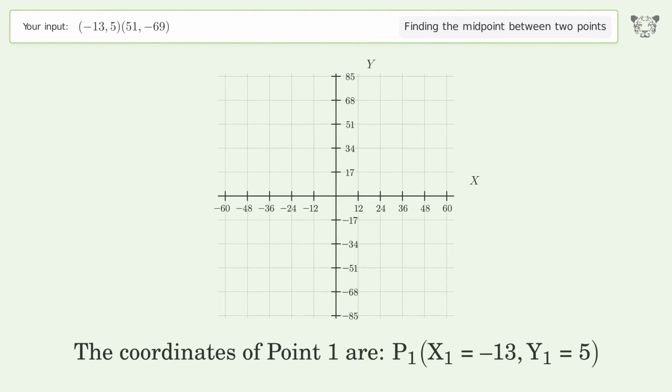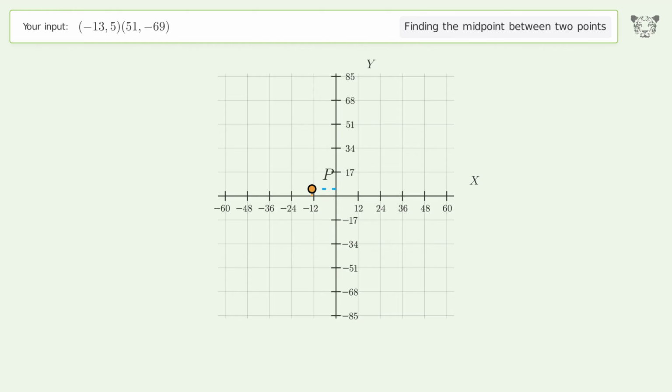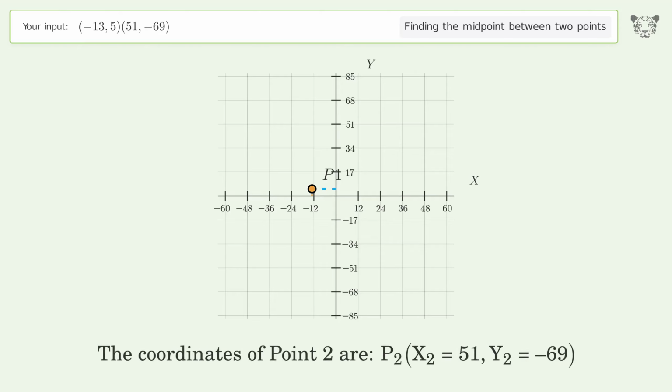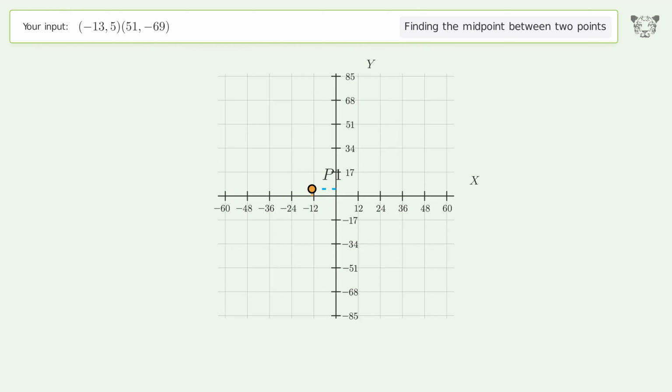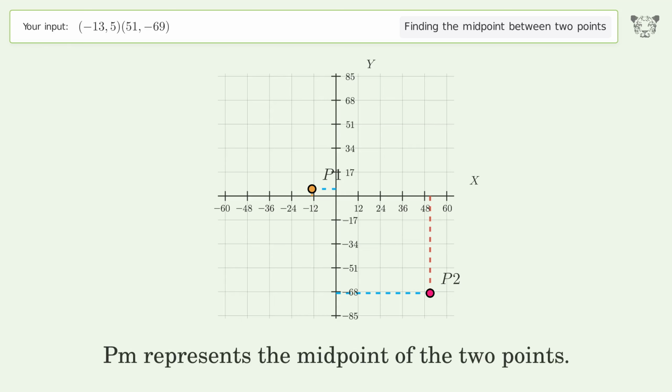The coordinates of point 1 are, x1 equals -13, y1 equals 5. The coordinates of point 2 are, x2 equals 51, y2 equals -69. PM represents the midpoint of the 2 points.